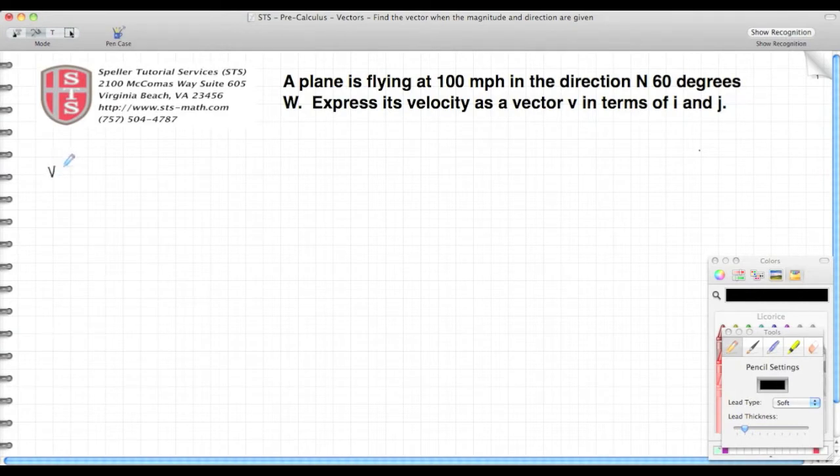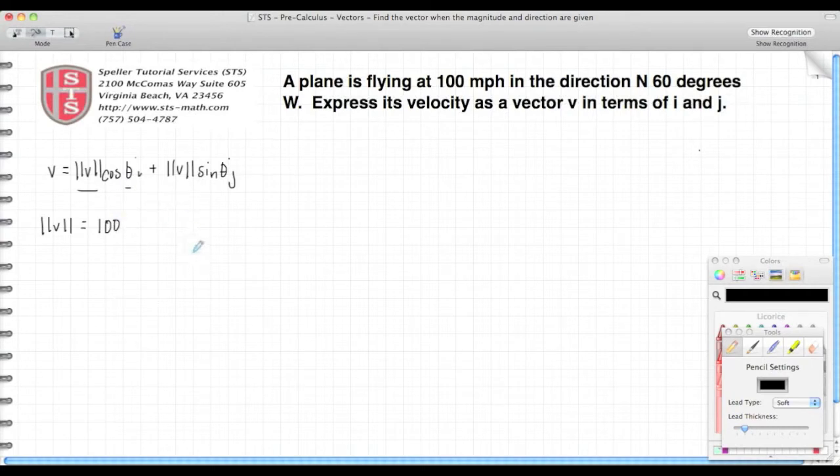Vector v can be expressed as the magnitude of v times cosine theta i plus the magnitude of v times sine theta j. So what we need to figure out is what the magnitude is and what theta is. All right, in the problem we're given the magnitude, and the magnitude is the speed of the plane. That's 100 miles per hour, and we still need to figure out what theta is.